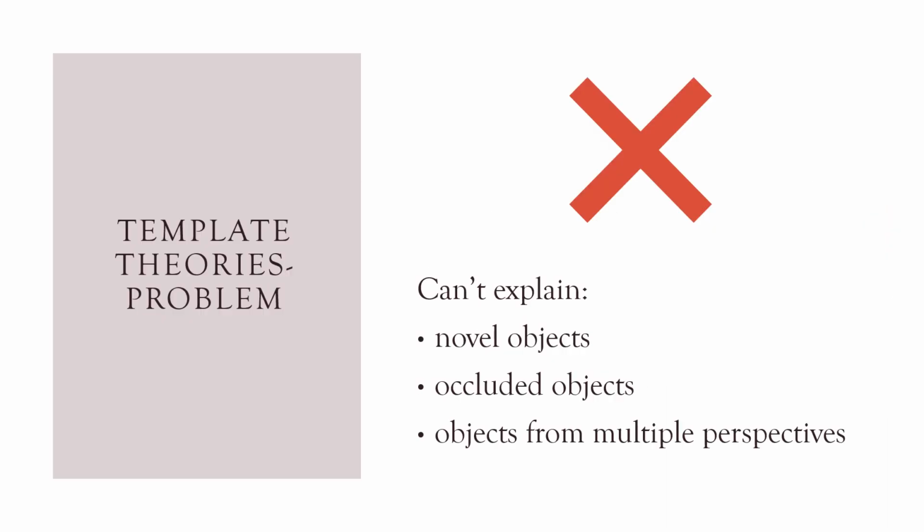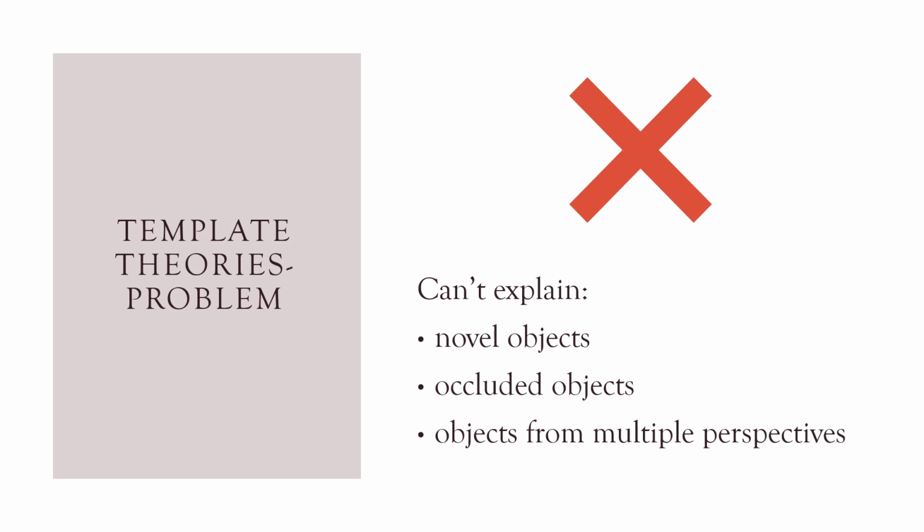So this was the earliest theory. Maybe it seems intuitive at first, but it does not explain any of the things I just talked about. Number one, it cannot explain how we would recognize novel objects. If I don't have a template stored in memory for a thing because I've never seen that thing before, then how would I have anything to compare it to? How would I recognize it? So it can't really explain how we can identify novel objects. It can't explain how we can identify occluded objects because that's going to disrupt that image, right?